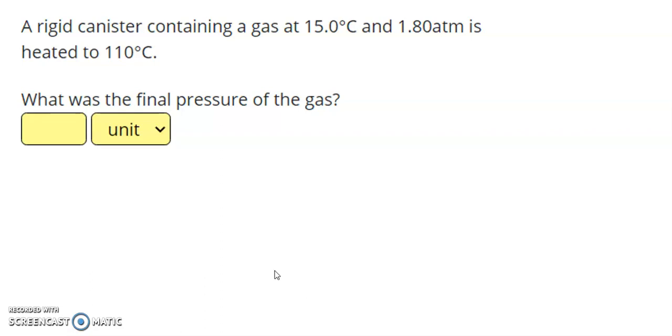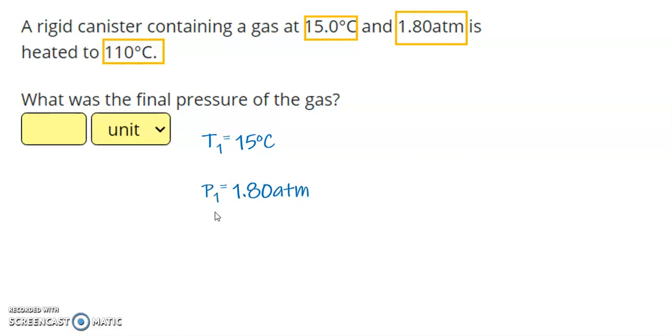We're going to look for our givens. We know that the canister is rigid, which means that the volume is not going to change. So I see 15 degrees Celsius, 1.8 atmospheres, and 110 degrees Celsius. Degrees Celsius tells me that's temperature. That's my initial condition, so T1 equals 15 degrees Celsius. My other initial condition is 1.80 atmosphere. Then it's heated and the conditions change to 110 degrees Celsius, so that's my T2. It's asking for final pressure, so P2 is unknown.